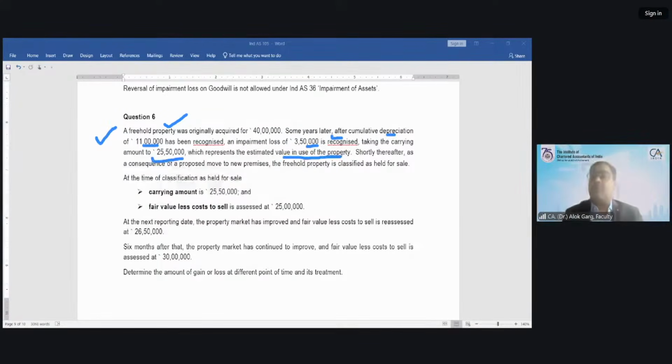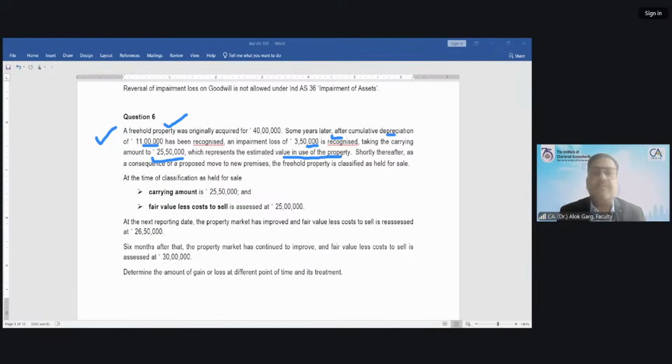So the cost was 40 lakh. The accumulated depreciation was 11 lakh. The impairment loss is 350. What is the carrying value of this property? 25 lakh 50,000. Cost minus accumulated depreciation minus accumulated impairment losses.